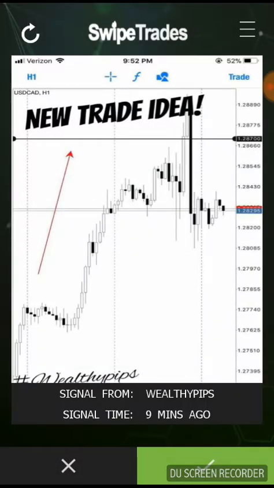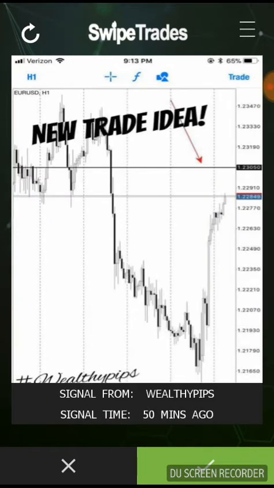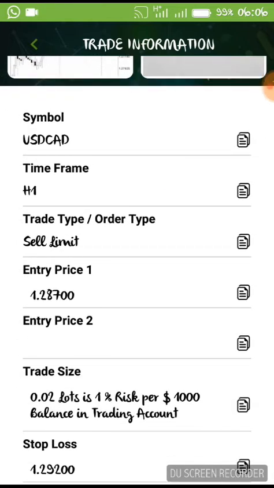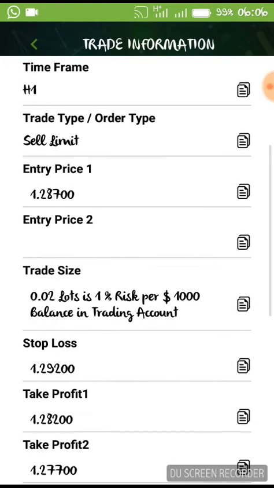Just a minute there. Now, the signal time was 9 minutes ago. You can see it here, 9 minutes ago by Wealthy Pips, and it comes as saying a new trade idea. So the next thing I want to do is to accept this information. It brings this up and it's telling me the symbol is USD/CAD. The time frame is 1 hour. It is a sell limit order. The entry price was given.